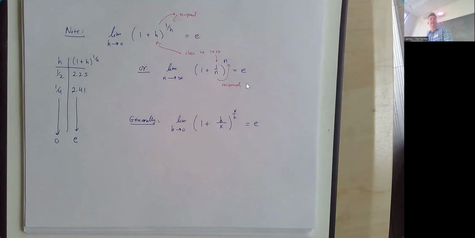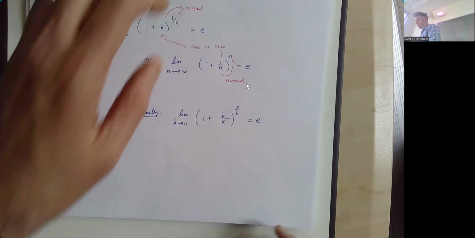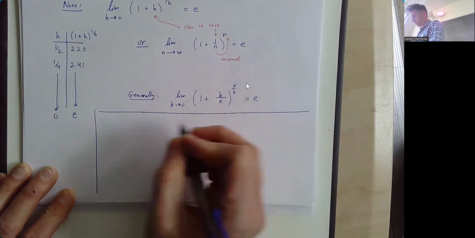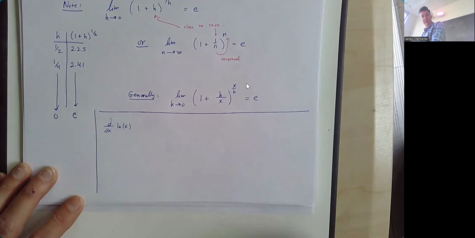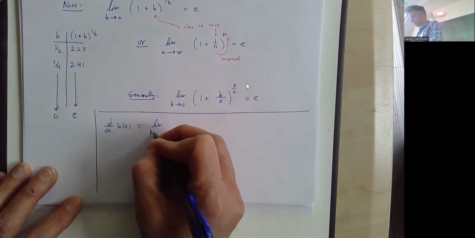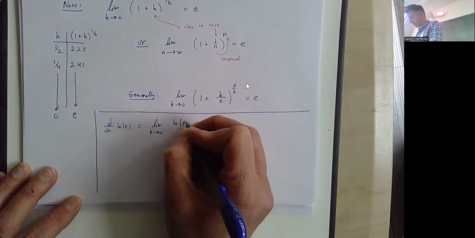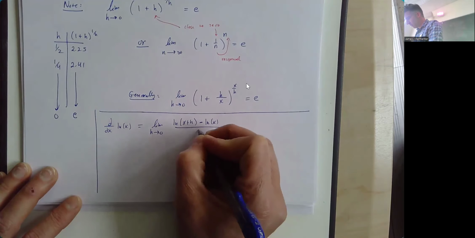Okay, here's why we needed that. Now we're going to find the derivative of the natural log of x using the limit definition, and we're going to use that limit that we just talked about. So the derivative of the natural log of x using the limit definition is going to be the limit as h approaches 0 of f of x plus h, which will be the natural log of x plus h, minus the natural log of x, all over h.